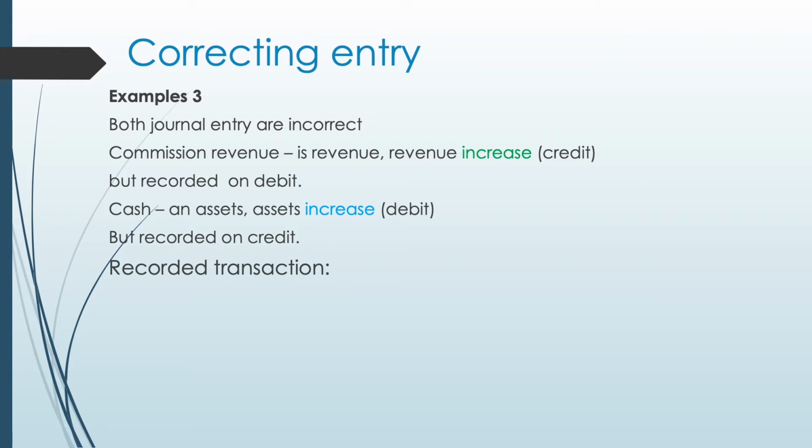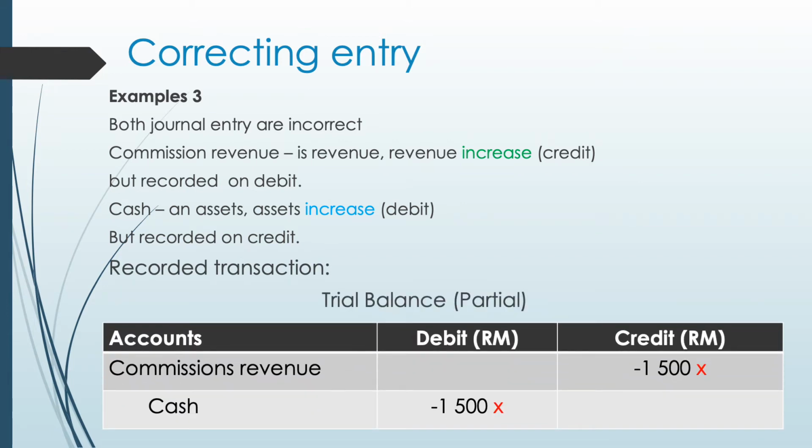Recorded transaction, trial balance partial, commission revenue. Commission revenue we wrongly record on debit. Therefore, when we record on credit, we put a minus sign with the amount of 1,500 ringgit. Meanwhile, cash, we wrongly record on credit. Therefore, when we record on debit, we put a minus sign with the amount of 1,500 ringgit.